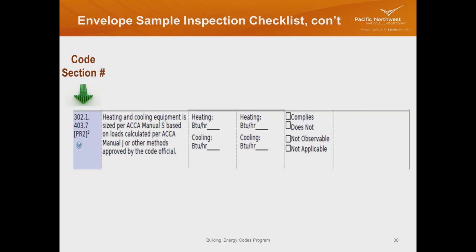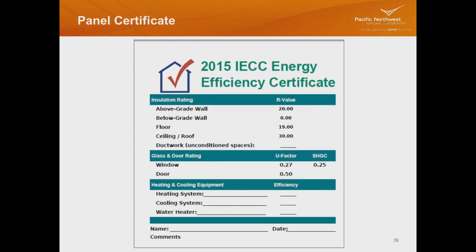So here's the code section, or sections if it's in more than one section. The inspection type is the next column. The value for the plans, the value for the field, the compliance, which is typically done out in the field, and then we'll move over, and here's the screenshot example of the panel certificate.